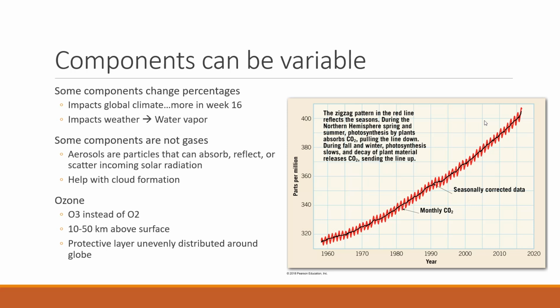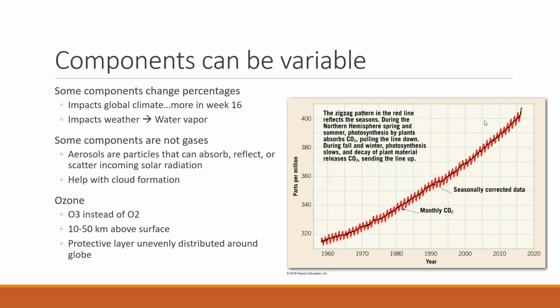This is an important layer in the atmosphere because it's a protective layer that it turns out is unevenly distributed around the globe. You may have heard the term the ozone hole in the ozone layer. Parts of it are thinner. This layer helps regulate solar radiation. Without the ozone layer, we would have too much solar radiation that makes it to the surface.